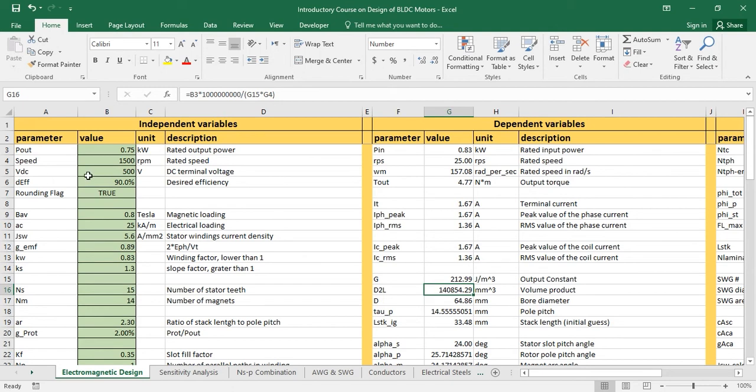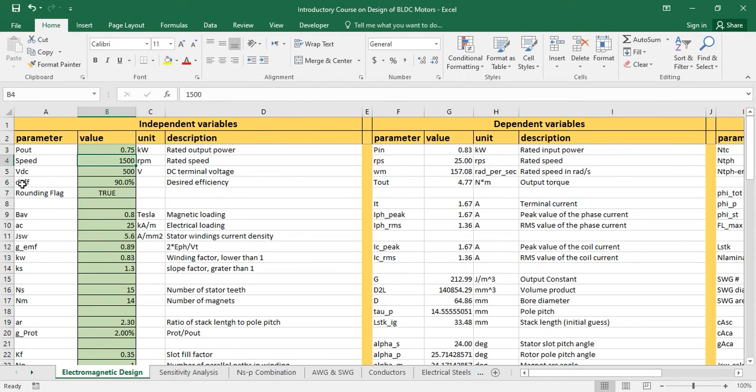We have these properties for our objective, the design objective of the course. The output power of the motor is 0.75. The rated motor speed is 1500 RPM. DC link voltage is 500 volts, and I set desired efficiency equal to 90%. Because I am going to use strong magnets for my BLDC motor design, I am going to check if I can satisfy this efficiency or not.